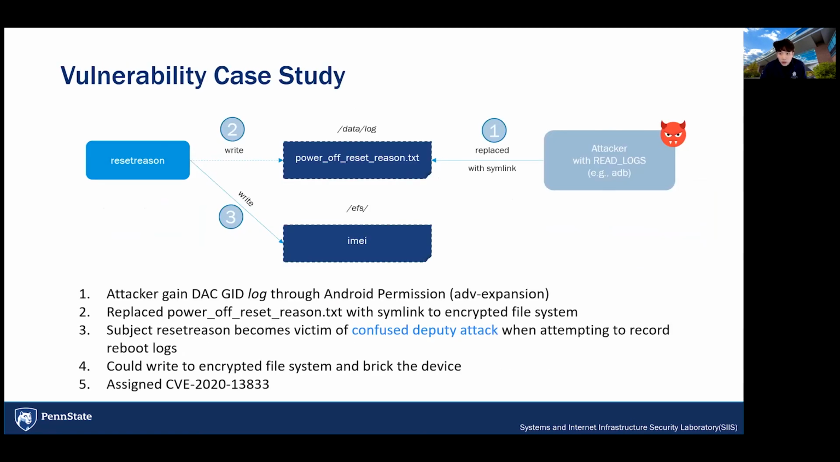Next, we go over a vulnerability we found with PolyScope. So in this attack, the attacker first gained a DAC group ID log through Android permission, which is a case of adversary expansion. And then the adversary replaced part of the reset_reason.txt file with a symlink targeted to a file in the encrypted file system. And the subject reset_reason became the victim of a confused deputy attack when attempting to record reboot logs. It ended up with the reset_reason subject writing into the encrypted file system, which could possibly break a device. This vulnerability is assigned a CVE number, and it has been patched before our release.